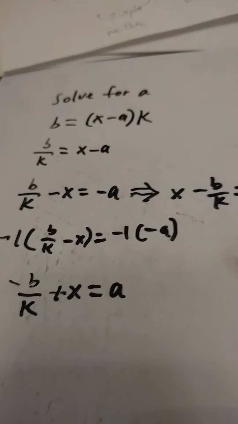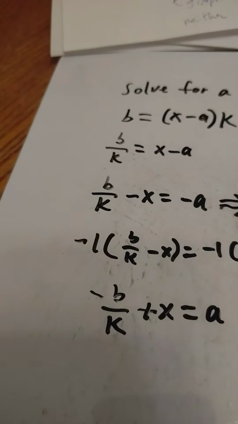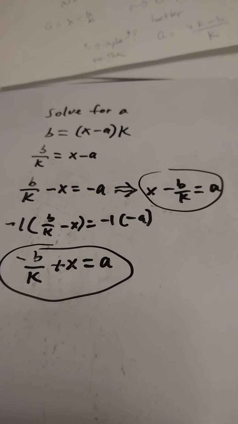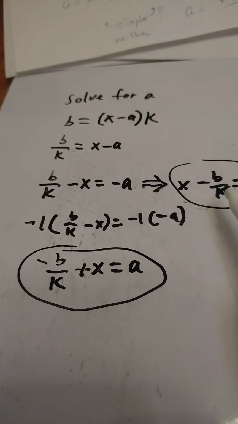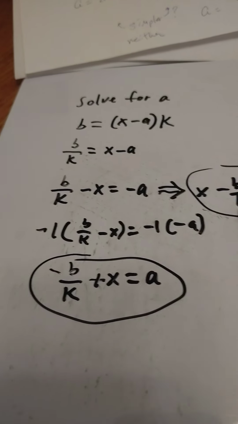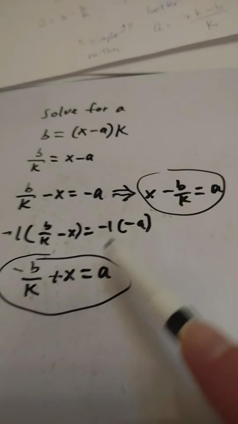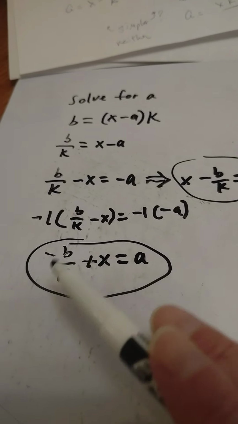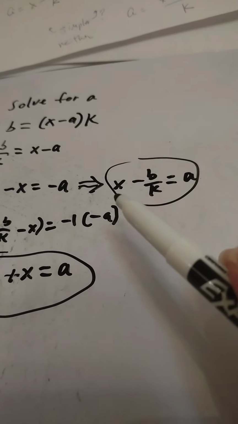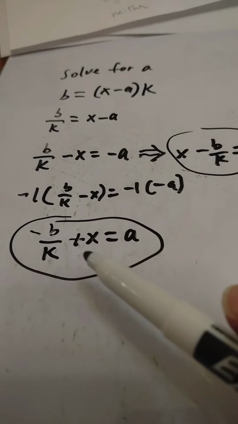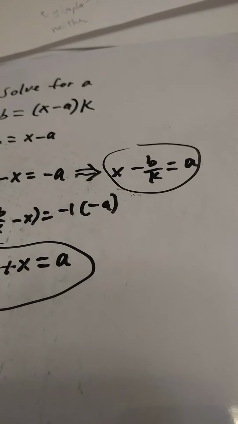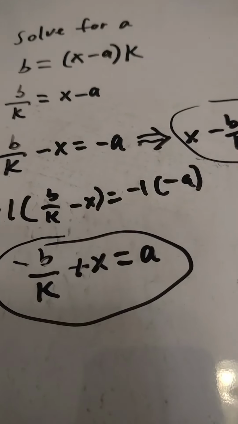So notice, these are the same, this one and that one. The two circled ones are the same. Look at the second term here. Isn't that negative? That term, b over k, is negative, and isn't it negative here? Yep. And isn't x positive here, and isn't it positive here? So indeed, they're the same answer. Okay, so we solved for a there.